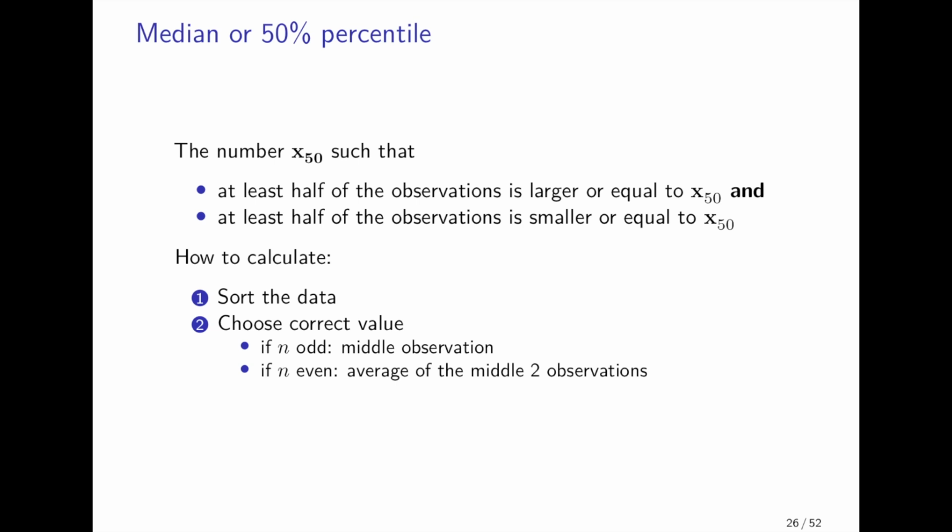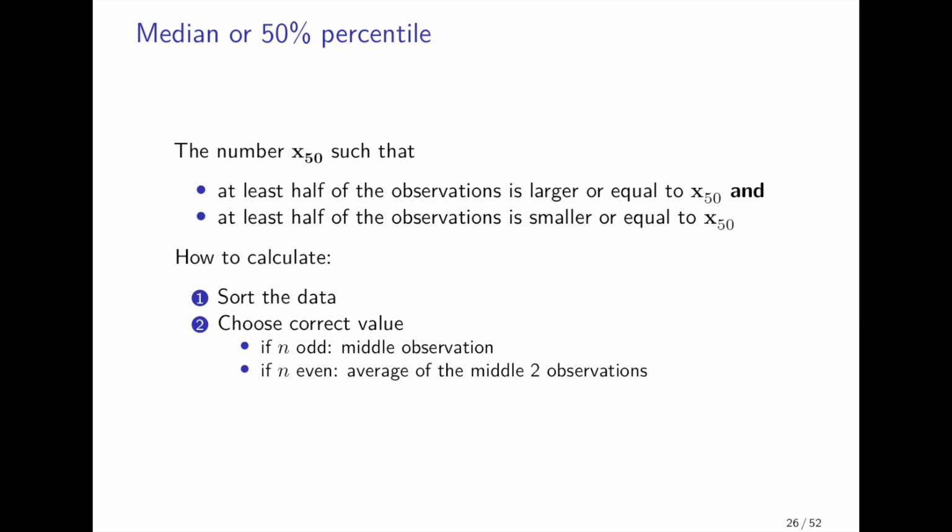Before we dive more into why the mean is skewed, let's first talk about the median. Let's compute the median. So the median is the 50th percentile in your data set. What does that mean? It means your median is the number such that half of the observations in your data set are larger or equal to that number, and half are smaller or equal to that number.